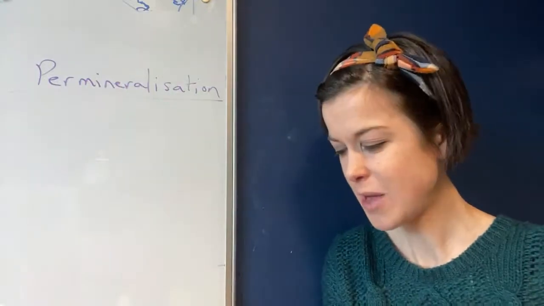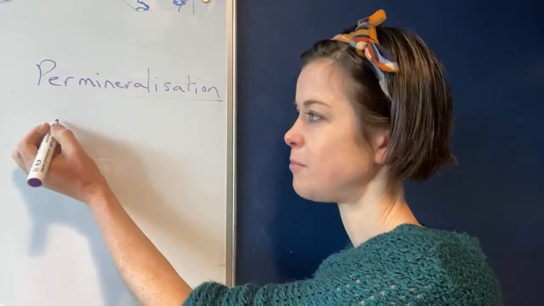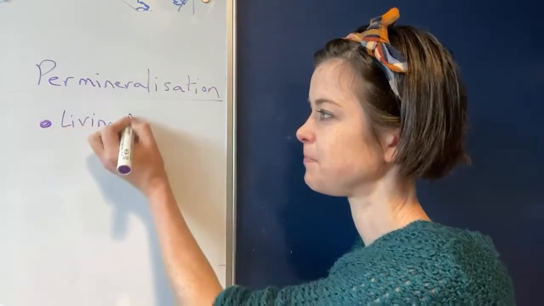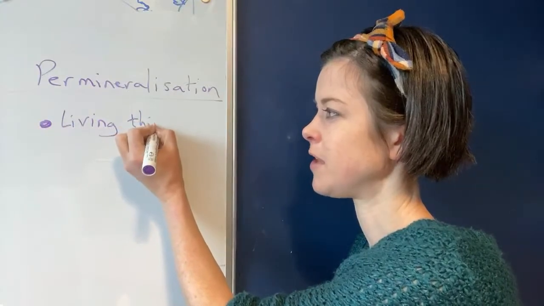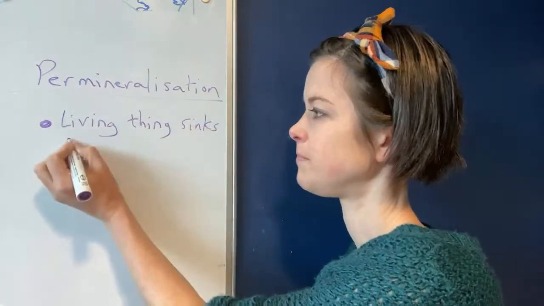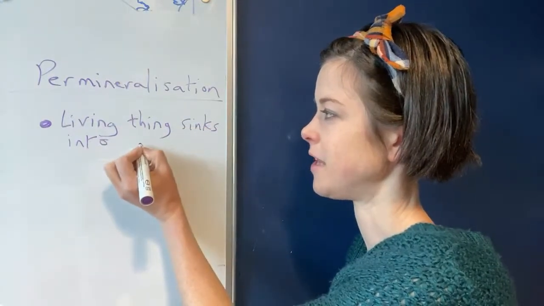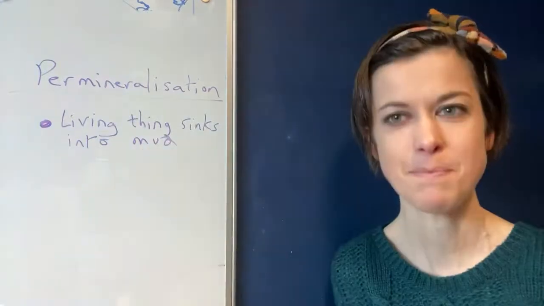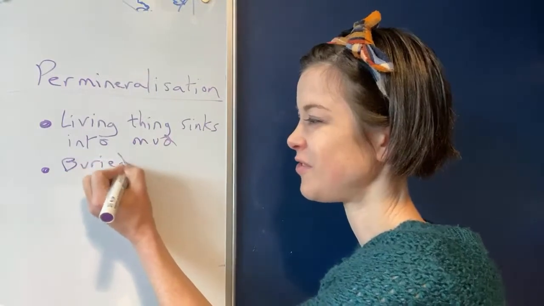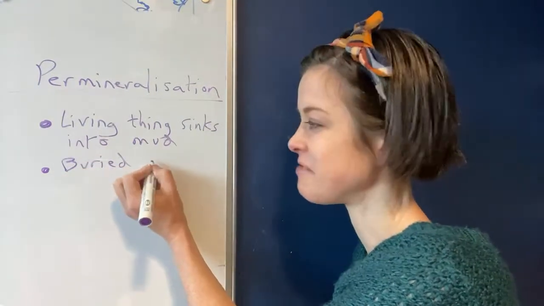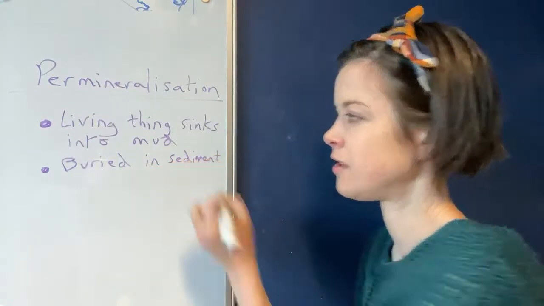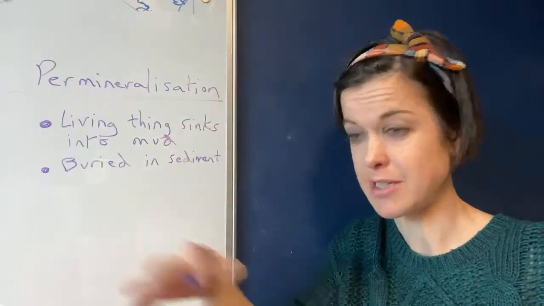How that happens is, well, it's quite similar to the trace footprint, but something has to die and then sink into mud. So I'll put living thing, could be anything, could be a tree. Oh, fossilised trees are beautiful. Living thing sinks into the mud, just like our footprint. But it stays there because it's dead now. Living thing sinks into mud, and then it gets buried in sediment. But I can feel that a lot of you are just playing with Play-Doh now. That's fine. Buried in sediment. So living thing dies, sinks into mud, gets buried in sediment.